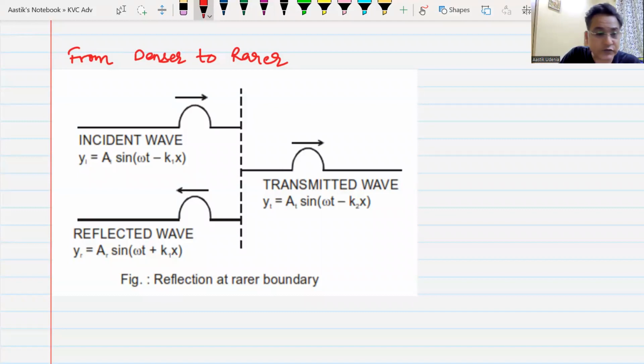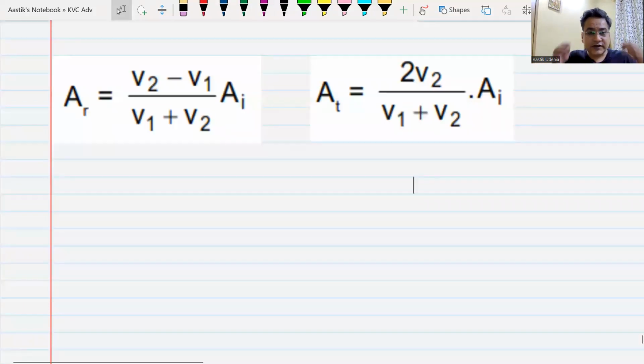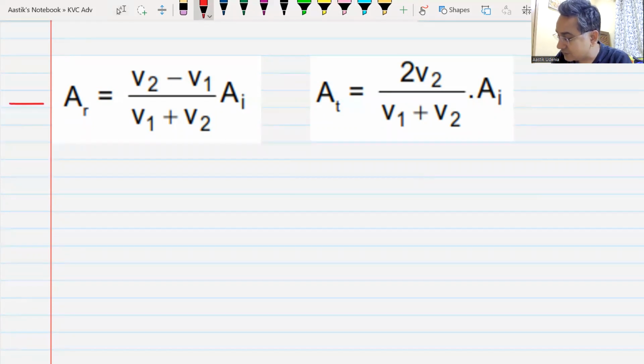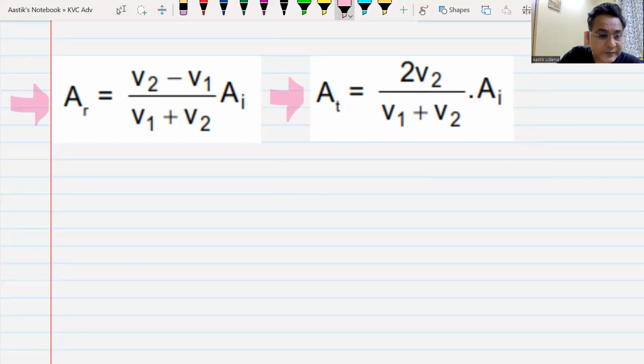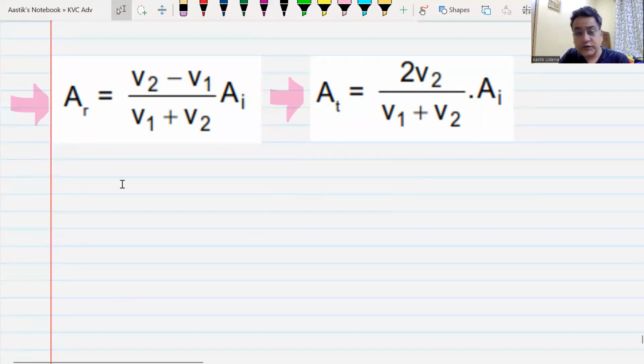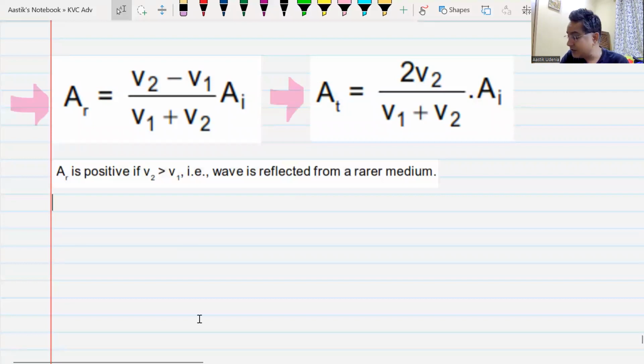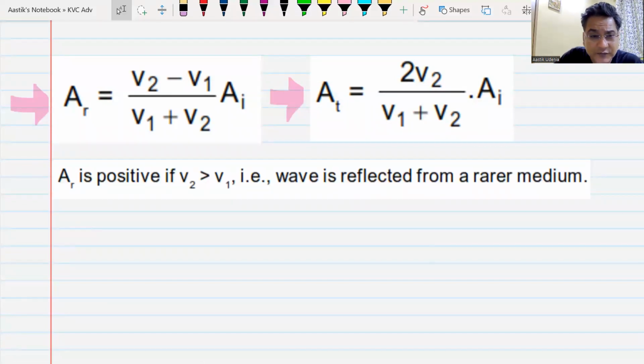And these are the two formulas that you will have to remember. The amplitude of the reflected wave is given by this legendary formula. Don't forget this. And the amplitude of the transmitted wave is given by this legendary formula. Now, V2 and V1. What are V2 and V1? V2 is the speed of the wave in the second medium, which is the refracted medium, and V1 is the speed in the first medium.